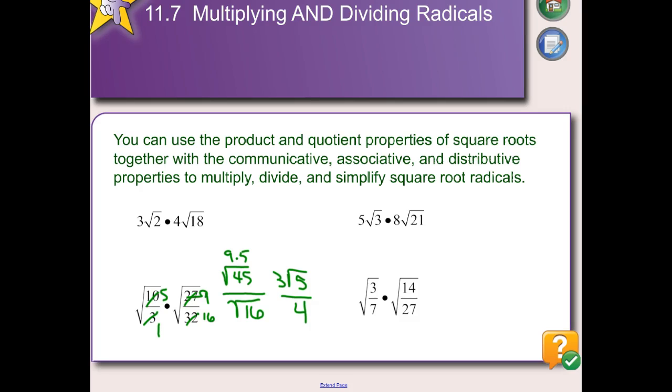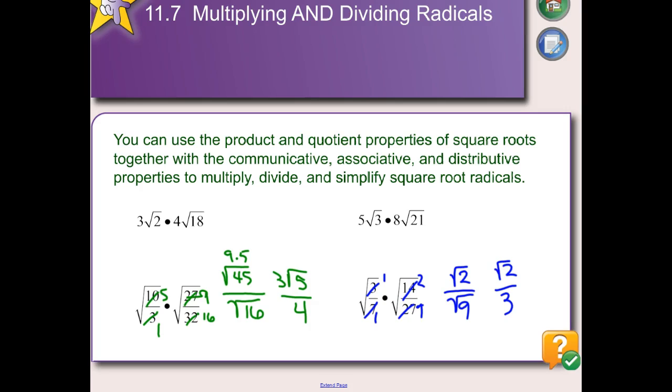Again, we've got fractions inside the radical, and we're multiplying so we can cross cancel. So 7 goes into 7 once, 14 twice, 3 goes into 3 once, 27 9. So if I multiply the numerators now, I've got the square root of 2 over the square root of 9. Square root of 9 is a perfect square, so there is my final answer.